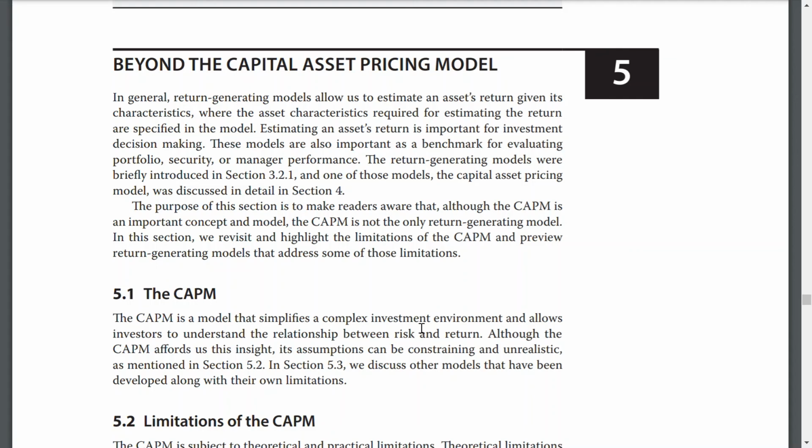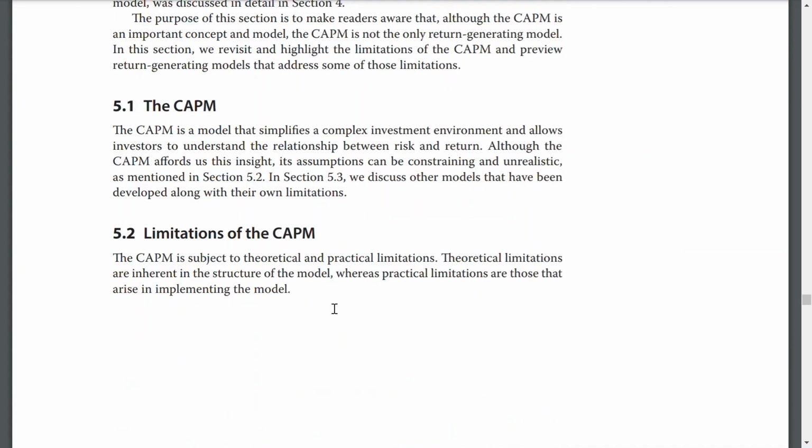And one of these models, the capital asset pricing model, was discussed in detail in section 4. The purpose of this section is to make readers aware that although the CAPM is an important concept and model, the CAPM is not the only return-generating model. In this section, we revisit and highlight the limitations of CAPM and preview return-generating models that address some of the limitations of CAPM. Okay, so here are the limitations of these models.